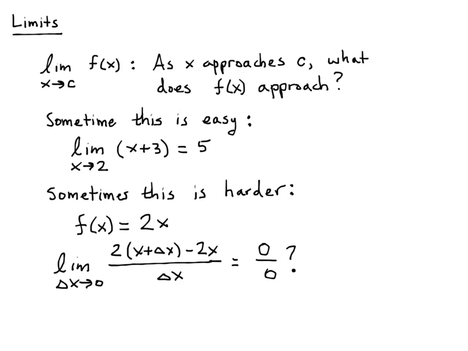As delta x goes to 0, this becomes 0 down here. And as delta x goes to 0, this becomes just 2x minus 2x. So you see 0 over 0. But you know what the answer is? The answer is 2. So how do we get that?